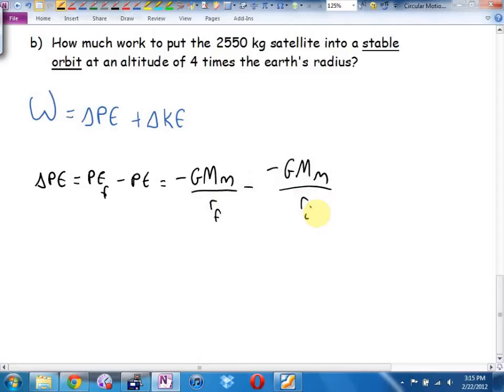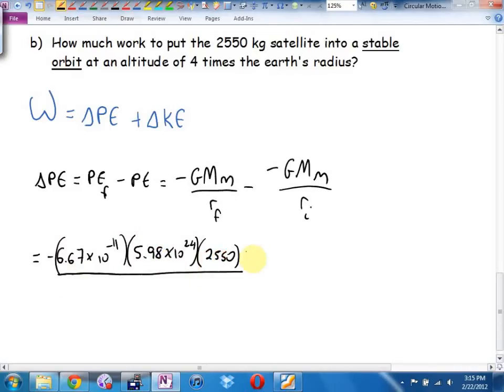Which is going to be negative 6.67 times 10 to the negative 11, mass of the Earth, 5.98 times 10 to the 24th, mass of the object, 2550, divided by... Now, if we're at a stable altitude 4 times the Earth's radius, how far are we from the center of the Earth? 5, right? 4 altitudes and 1 more to the center. 6.38 times 10 to the 6th. Squared? No, not in the energy equation.